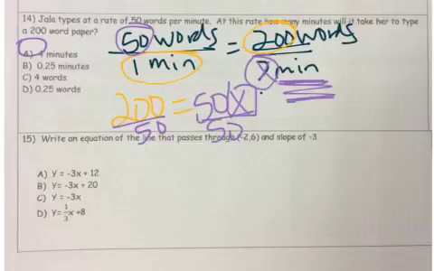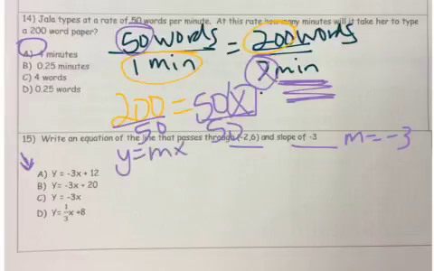All right, last one. Write an equation of the line that passes through negative 2, 6, and a slope of negative 3. Okay, well, that's helpful. So I know my m is negative 3, and I know that my point is negative 2, 6. Look at my answers. What form are they in? They are in slope-intercept, so I'm going to write it in slope-intercept form.